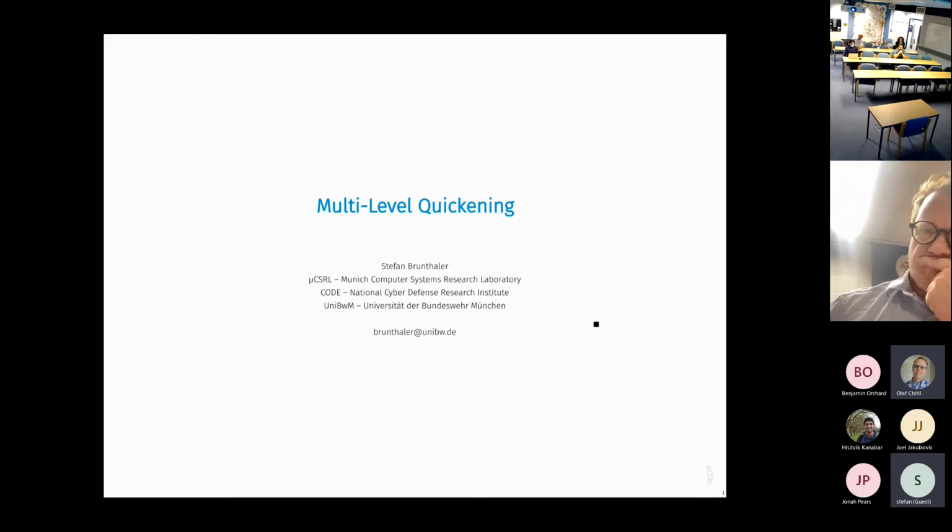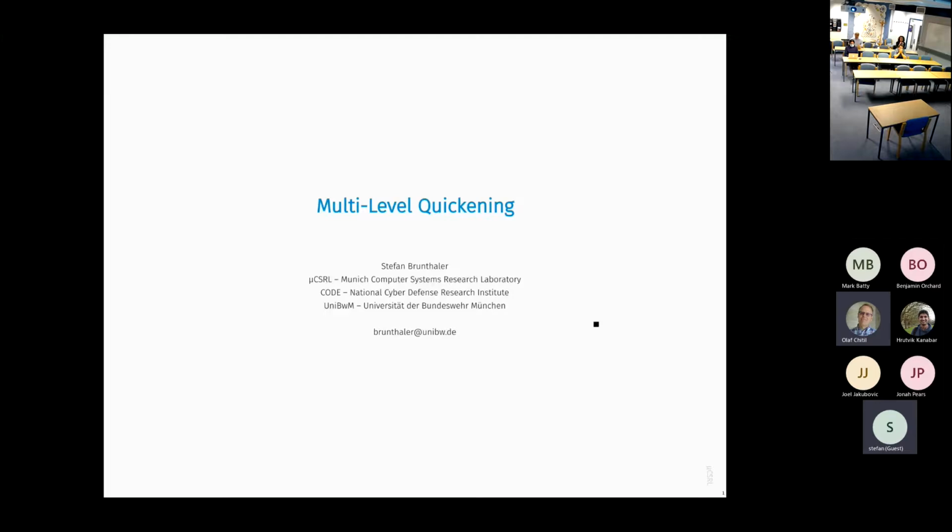Today I'm going to talk about multi-level quickening, which is something that I worked on about 10 years ago, and which still has a lot of interesting features that I think lend themselves well for future work. Before going into the talk itself, I have two preliminary slides.